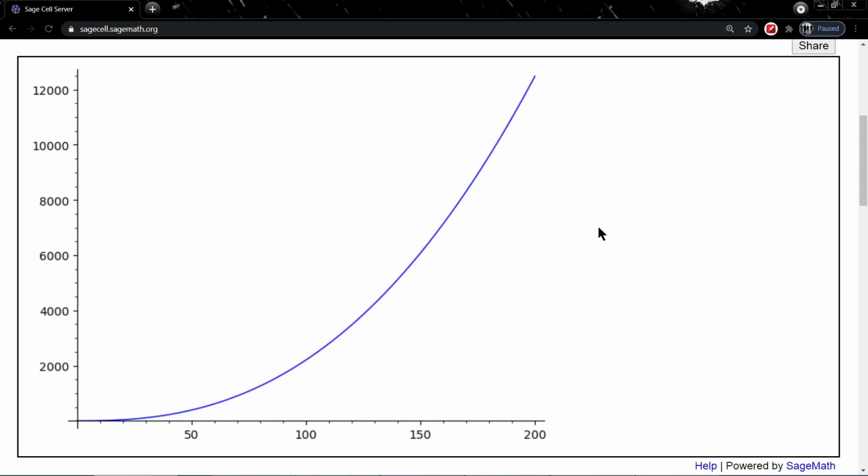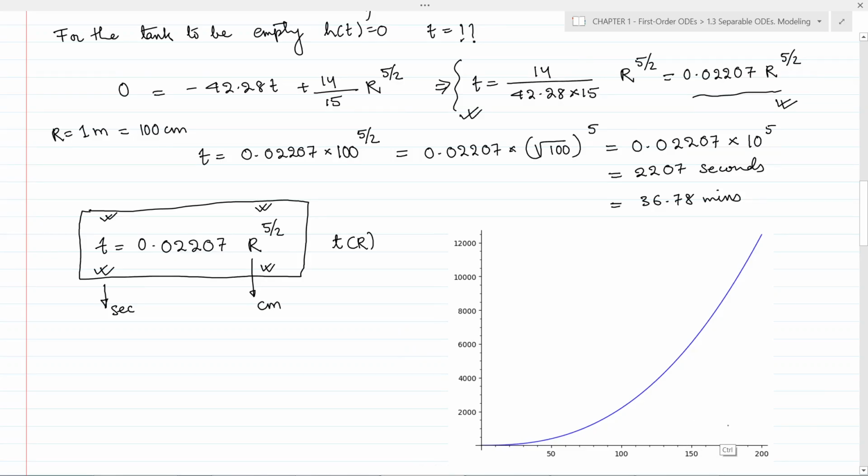This is the plot. We will copy this plot. You can see that the x axis shows radius r in centimeters and the y axis shows the time t taken to empty the tank in seconds. Now we have already calculated for r equal to 100 centimeters, the time taken is 2207 seconds.